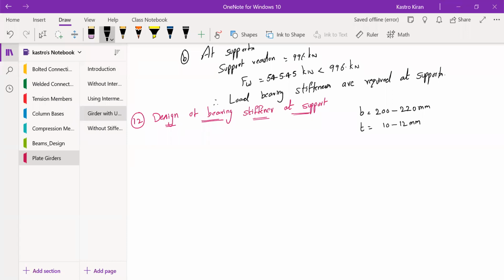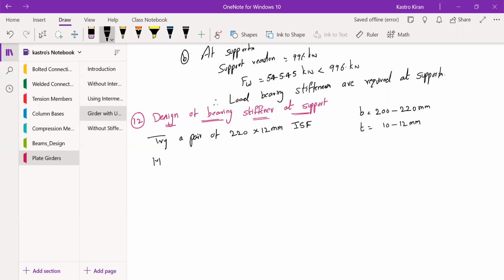Okay, so first let me try a pair of 220 as the width of the load bearing stiffener by 12 mm Indian standard flats. I'm just trying here. Remember, these are not the final values. These are just the values which you have assumed as a trial one. Now let's find out whether the dimensions of the load bearing stiffeners which we have selected are safe or not.